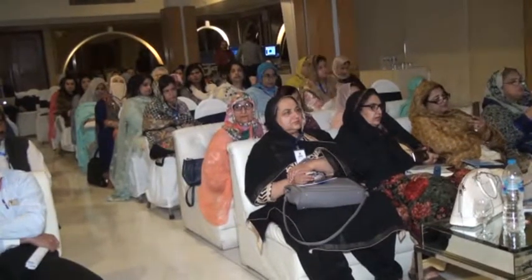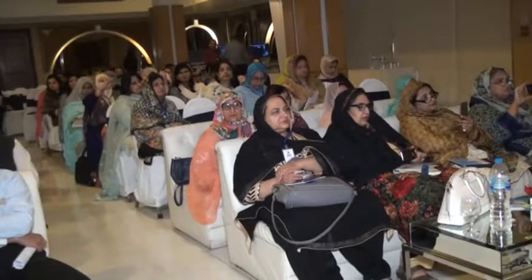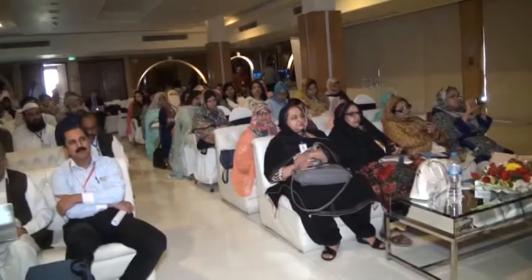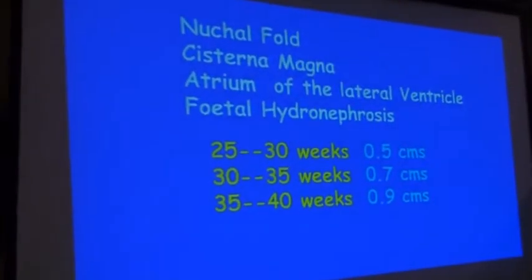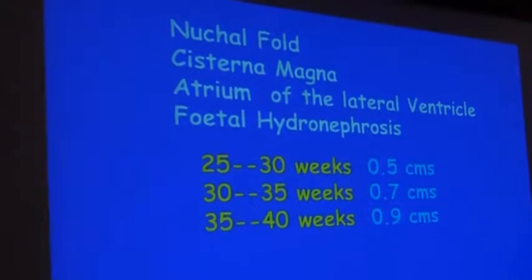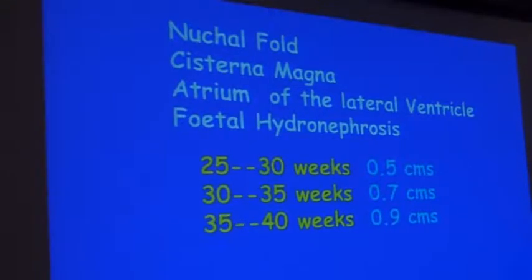This is a ready reference formula. You don't need any other thing. You can make up your mind. This is hypotelorism, underlying chromosomal abnormality. You can make these formulas yourself, but you have to read the book 20 times. Nobody reads. Everybody wants ready-made answers.